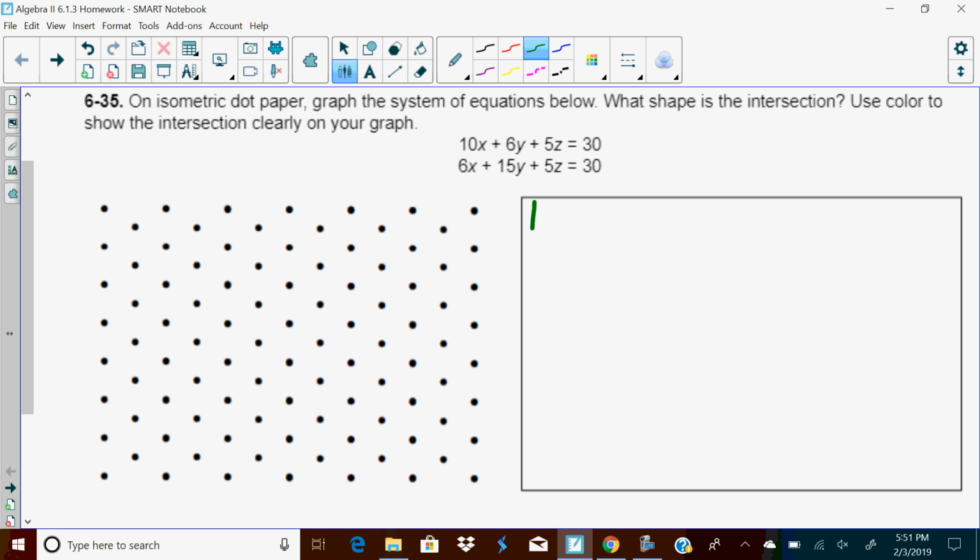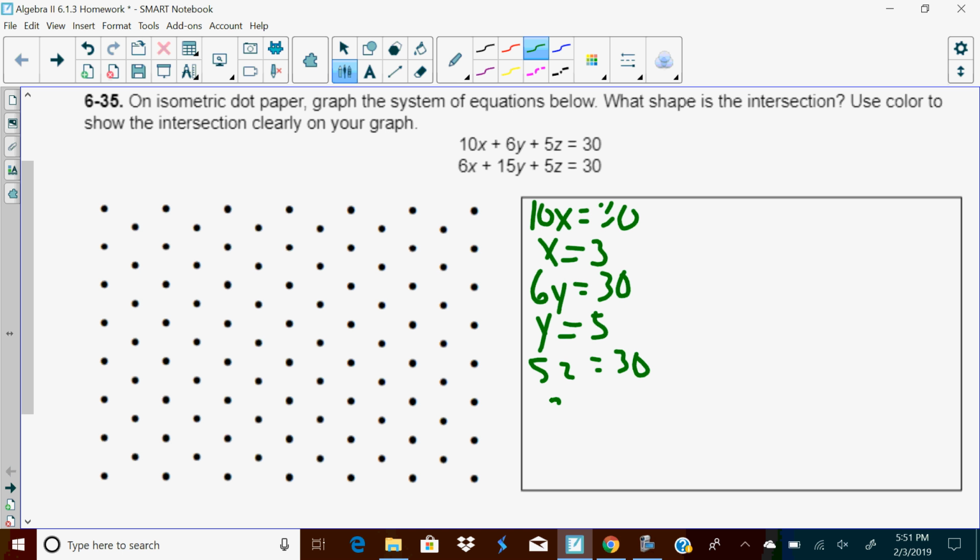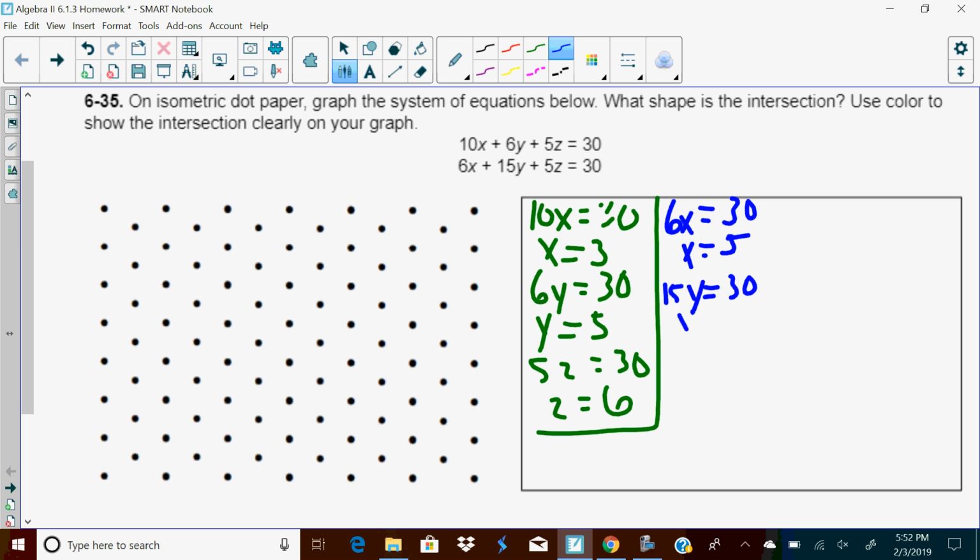So I would do 10x equals 30, so x equals 3. 6y equals 30, so y equals 5. And 5z equals 30, so z equals 6. For my second graph, 6x equals 30, so x is going to equal 5. 15y equals 30, so y equals 2. And then 5z equals 30, so z is going to equal 6.